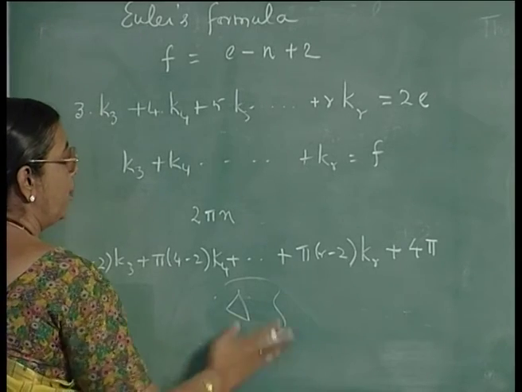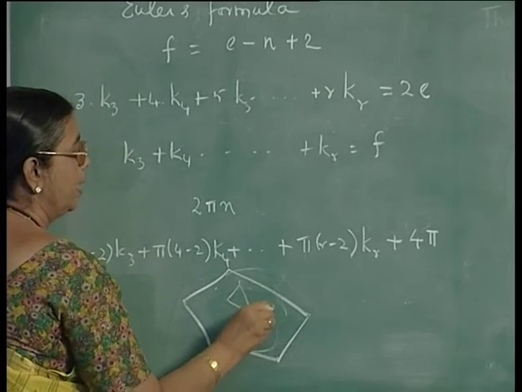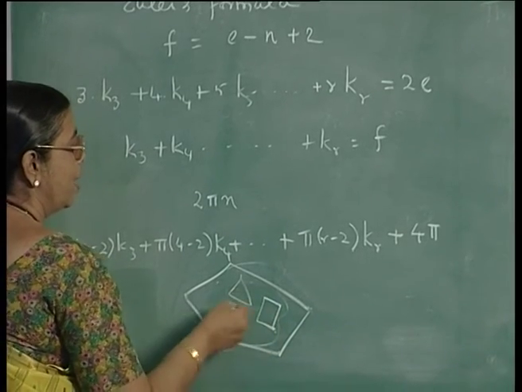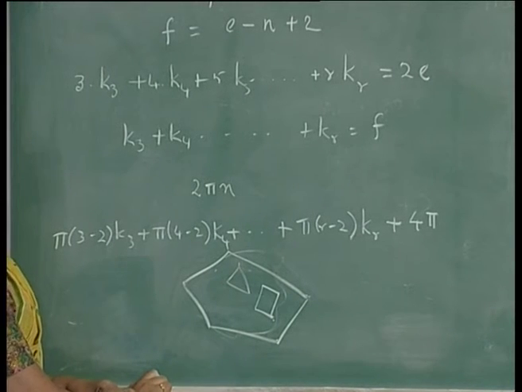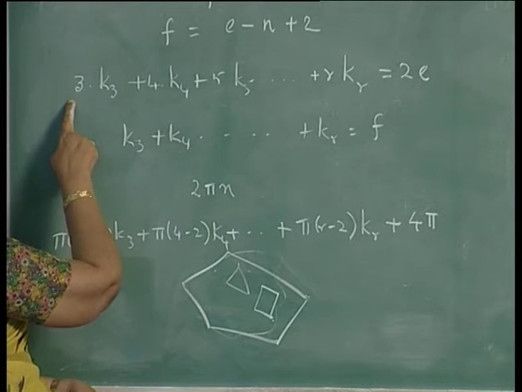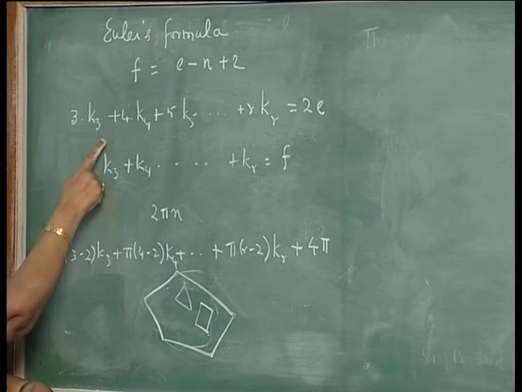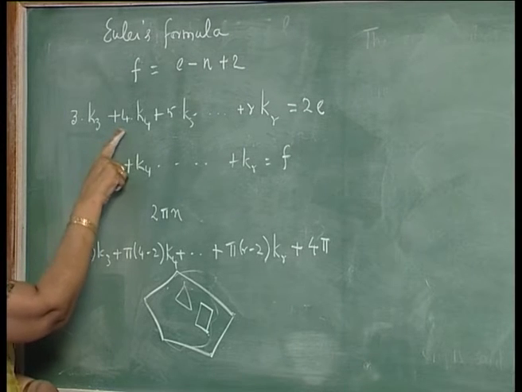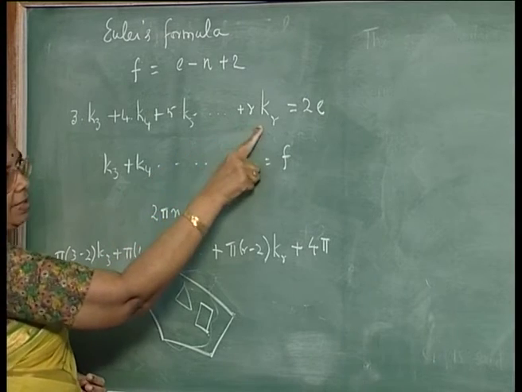The external region will be a polygon. Internally you may get some quadrilaterals, pentagons, etc. If Kr denotes the number of polygons with r sides, count the edges. The number of edges in the triangles will be 3K3, the number of edges in the quadrilaterals will be 4K4, and so on. If you count, that will sum up to this.